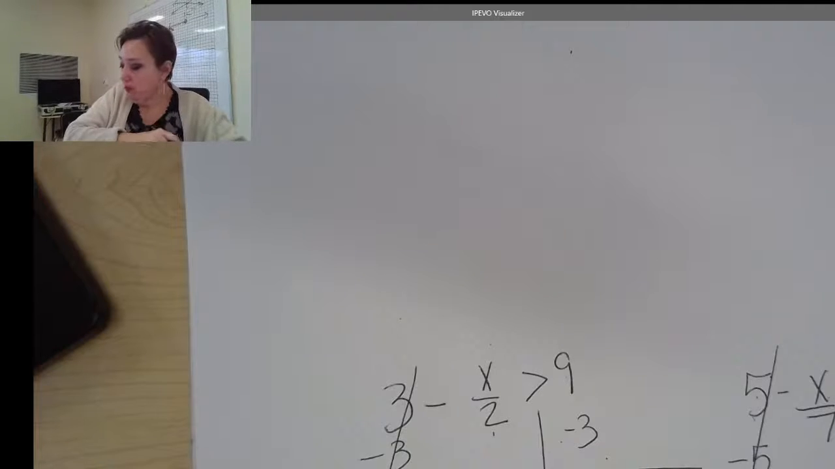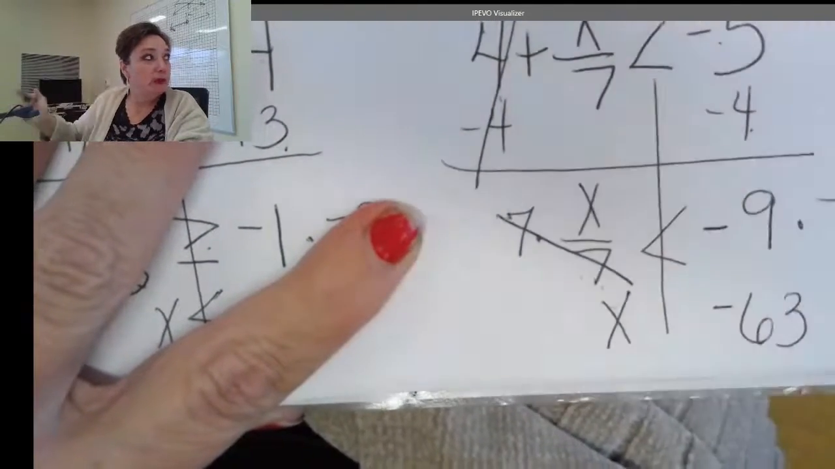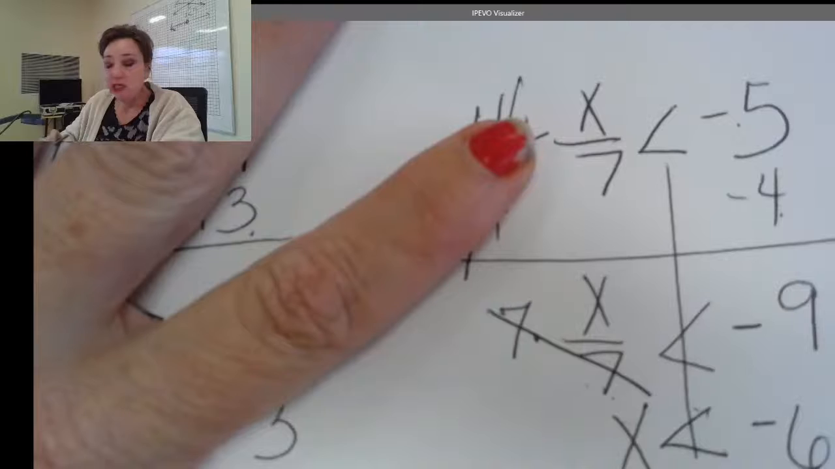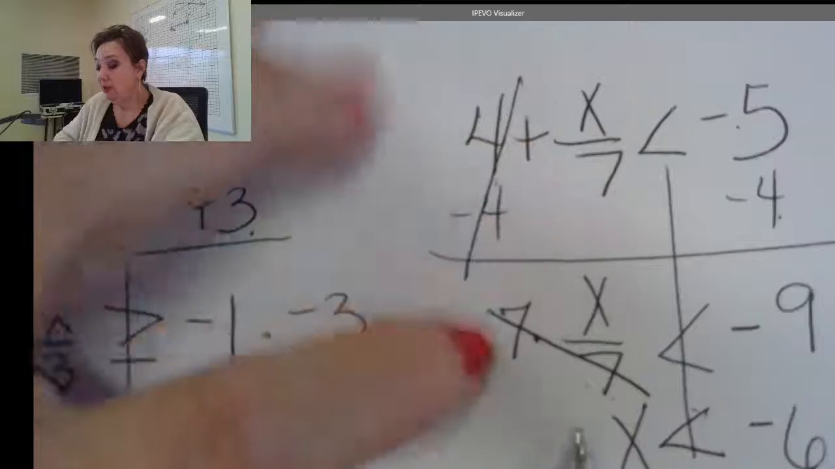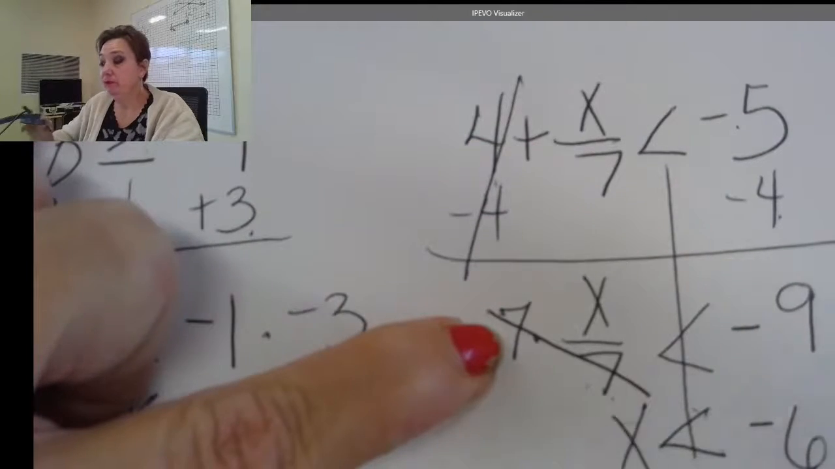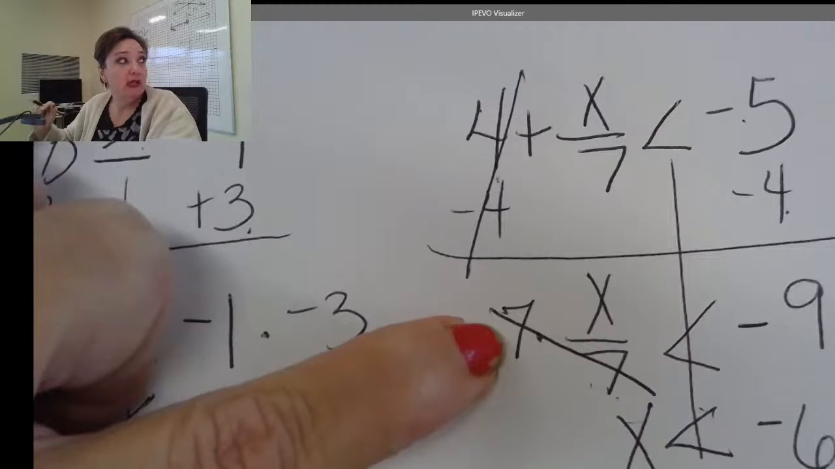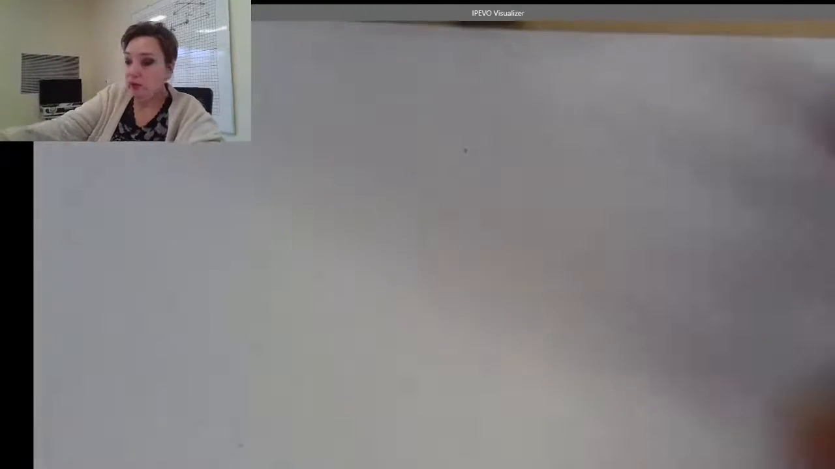Okay, so we did this one. We did not flip our sign, did we? Flip or don't flip? Don't. Sign stays the same. Okay? Why not? All right, great question. Let's go back and look at it. So remember, you flip your sign when you multiply or divide by a negative. We multiplied by 7. It's not a negative. We don't flip. We didn't divide by anything, but we multiplied by a positive.